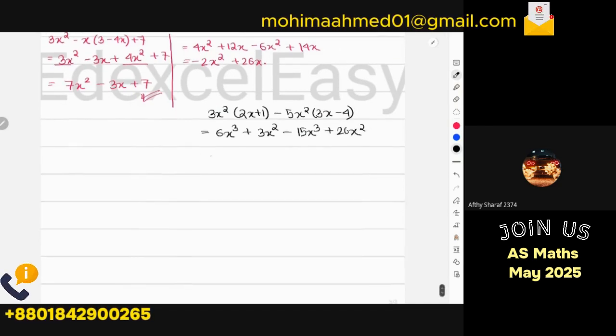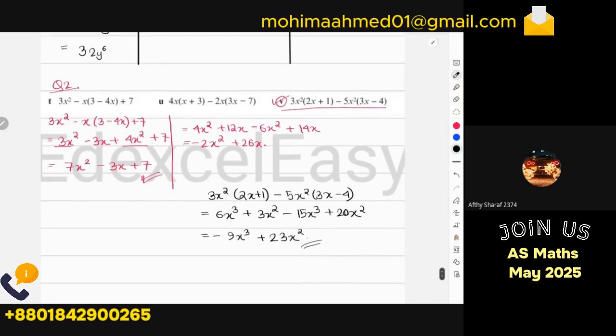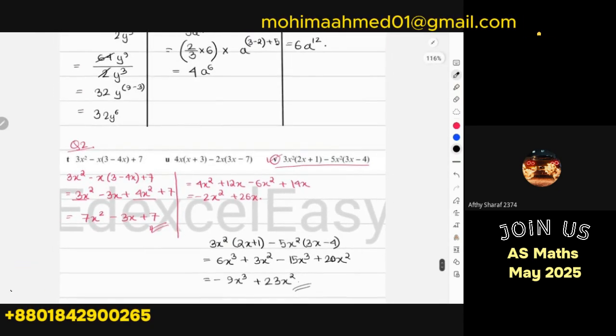So basically at the end, you're going to get 6 minus 15 is minus 9x power 3. And then again, this is 20 by the way. 3 plus 20 is going to give you 23x squared. Right, that is your final answer. This is supposed to be your final answer. Okay, most of you got it correct.